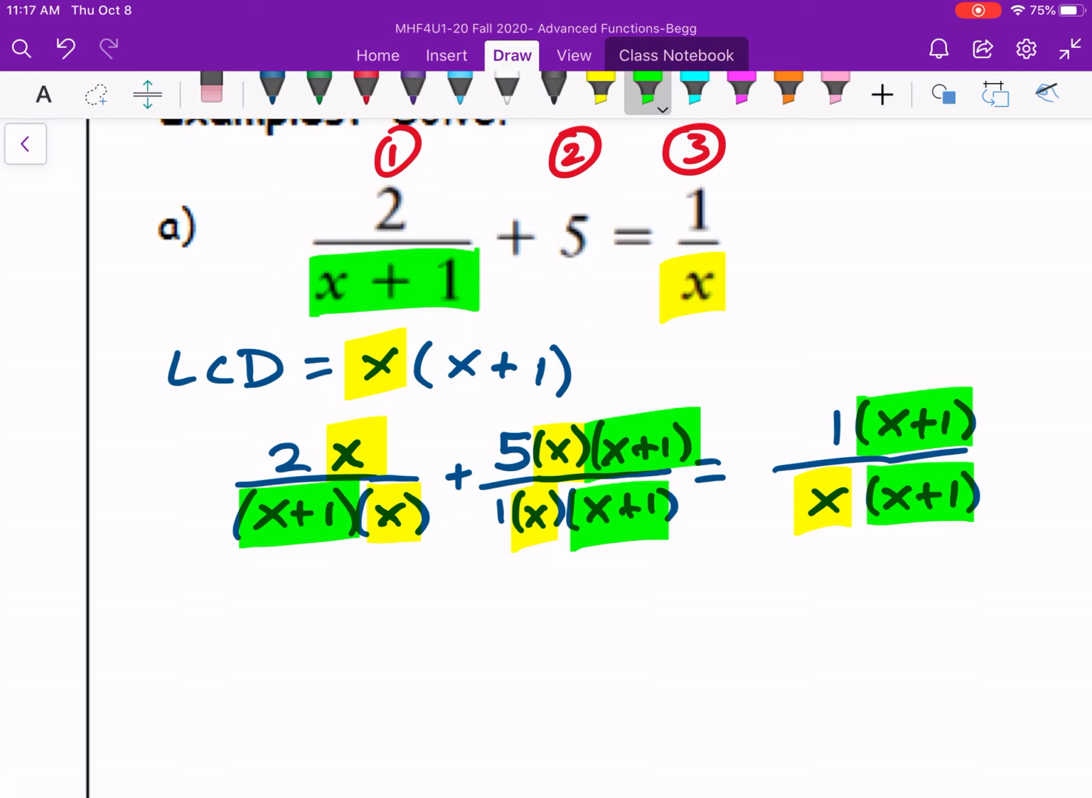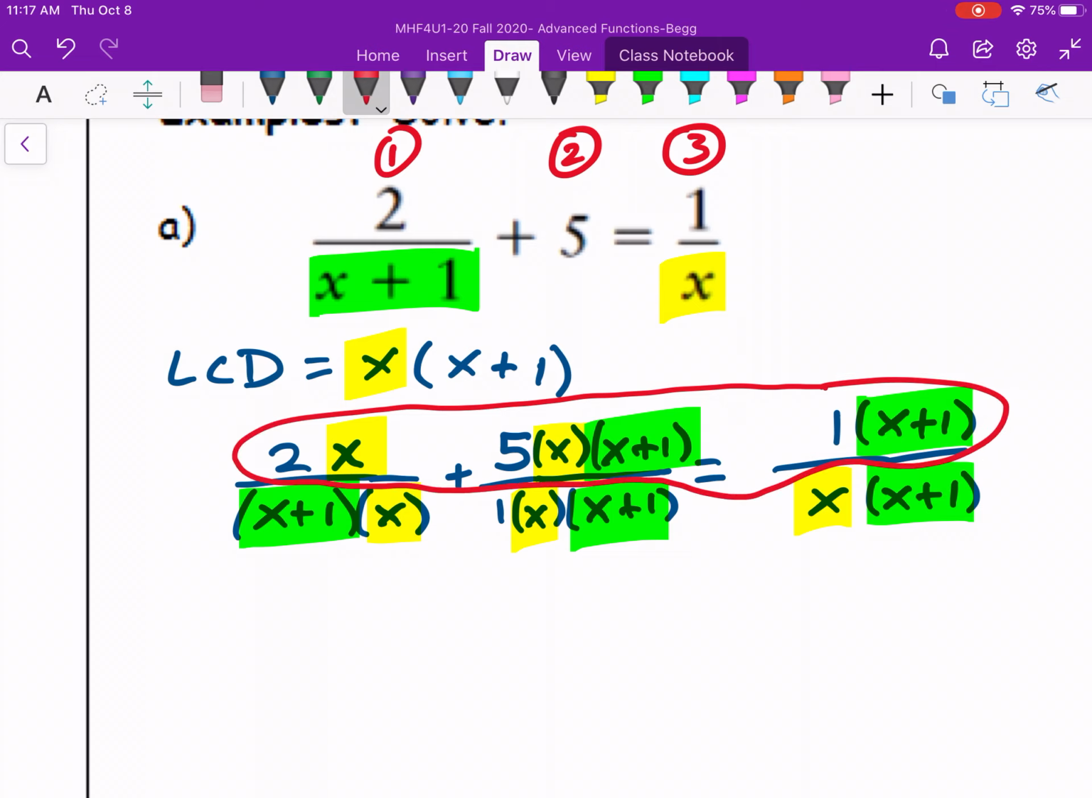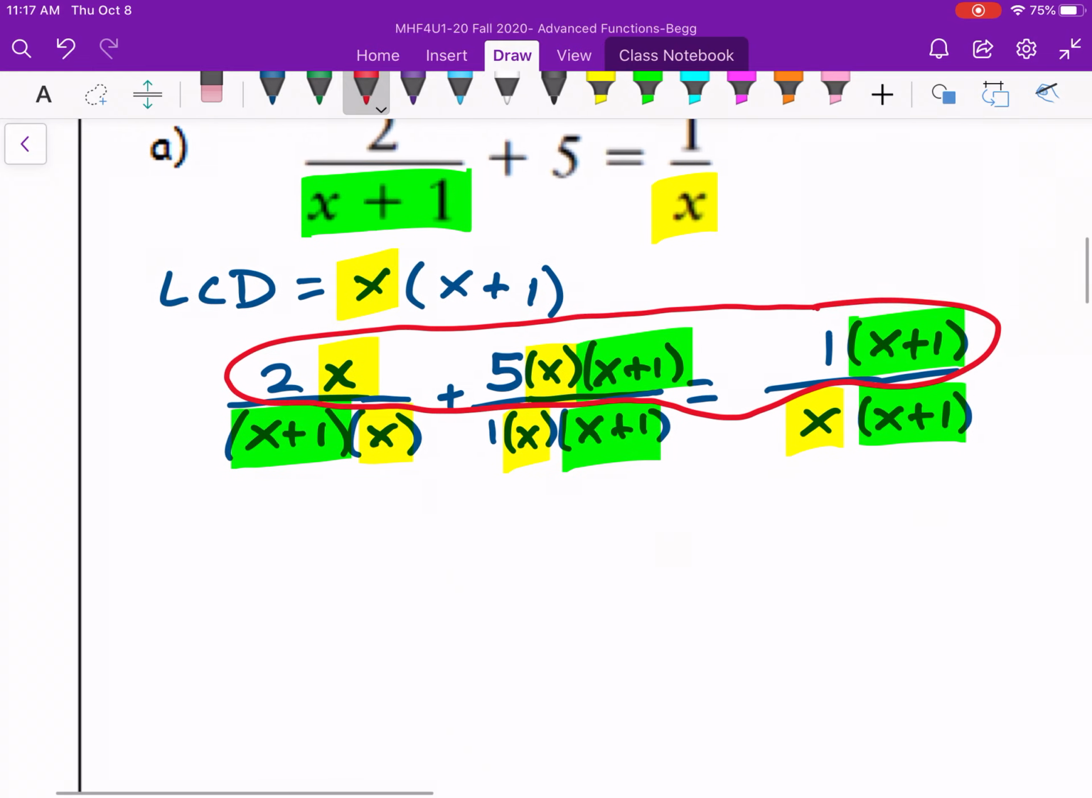The beauty of doing this is that if each of these fractions has a common denominator and it's an equation, it stands to reason that the numerators can be made into their own little equation, which is true. So if 2x over x plus 1 plus 5x times x plus 1 over x times x plus 1 equals x plus 1 over x times x plus 1, then these numerators must have the relationship where they're equal. What I've got circled here is true.